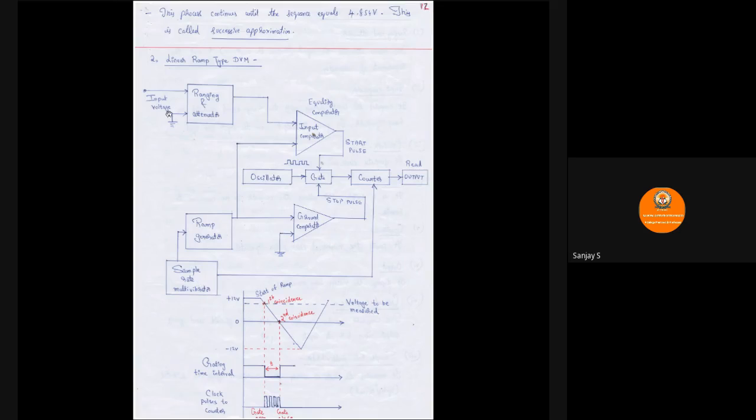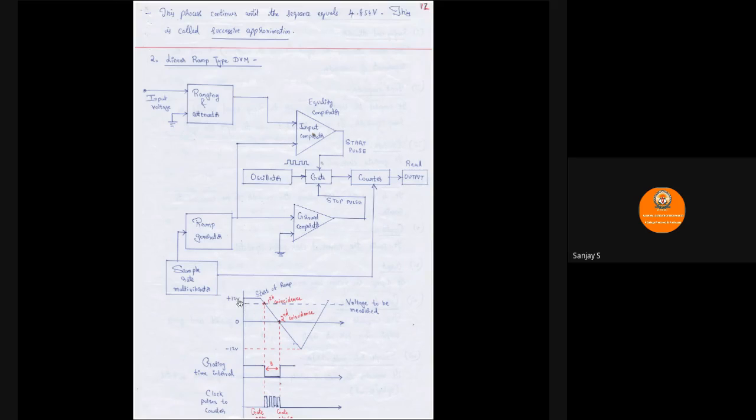So here initially the unknown input voltage is applied to the ranging and attenuator. So this continuously adjusts the unknown input signal to meet the requirements of the input comparator. The ramp signal will basically be compared with the unknown input voltage. So at some point of time, the unknown input will be equal to the ramp value.